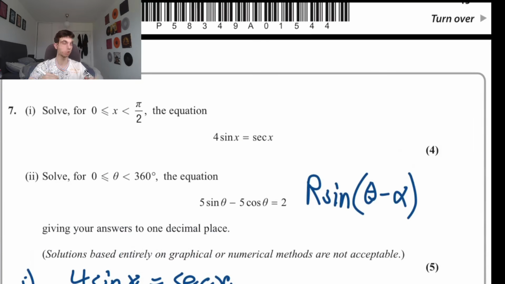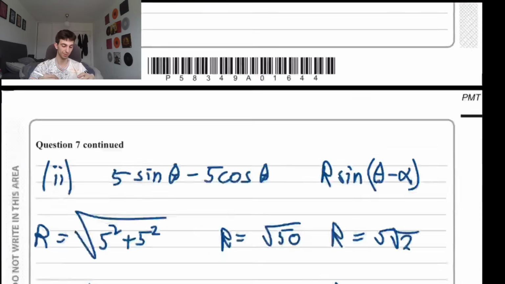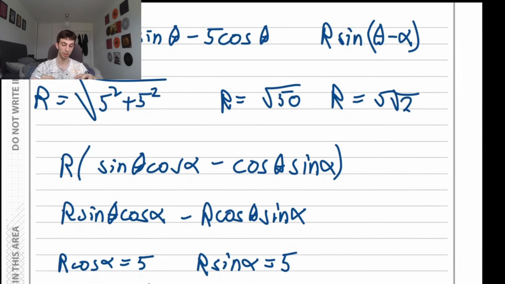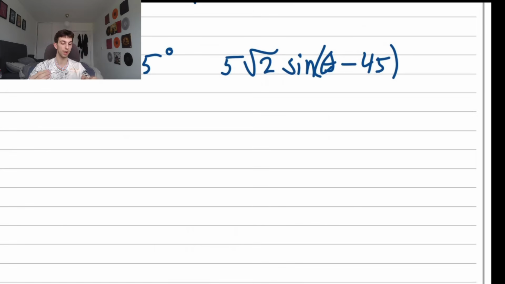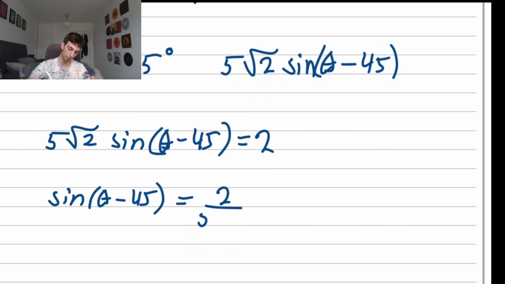So what are we trying to solve? We're trying to solve 5 sine theta minus 5 cos theta equals 2. So remember, 5 sine theta minus 5 cos theta is equal to 5 root 2 sine of theta minus 45. So we have 5 root 2 sine of theta minus 45 equal to 2. First things first, let's divide over by 5 root 2. So we have that sine of theta minus 45 will be equal to 2 over 5 root 2.